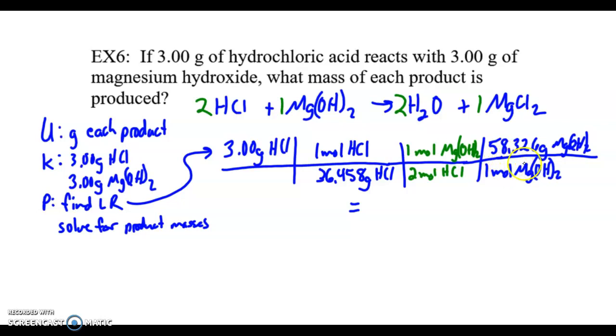I got 1 mole of magnesium hydroxide is about 58.326 grams. I'm going to plug all this in, multiply everything on the top, multiply everything on the bottom, do the top divided by the bottom. When I carry that calculation out, I got about 2.40 grams of magnesium hydroxide.